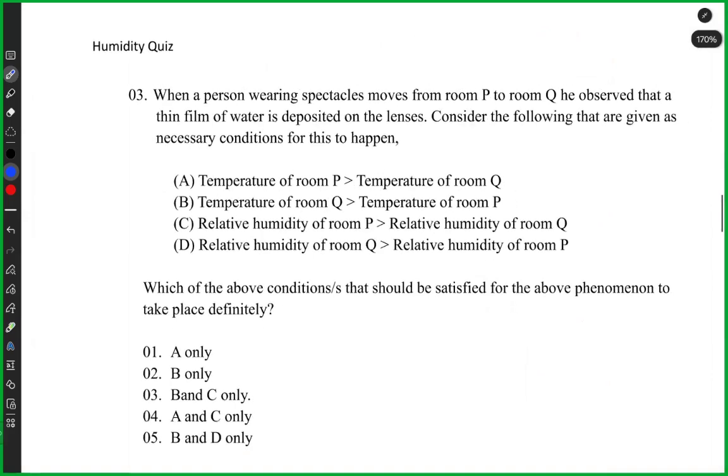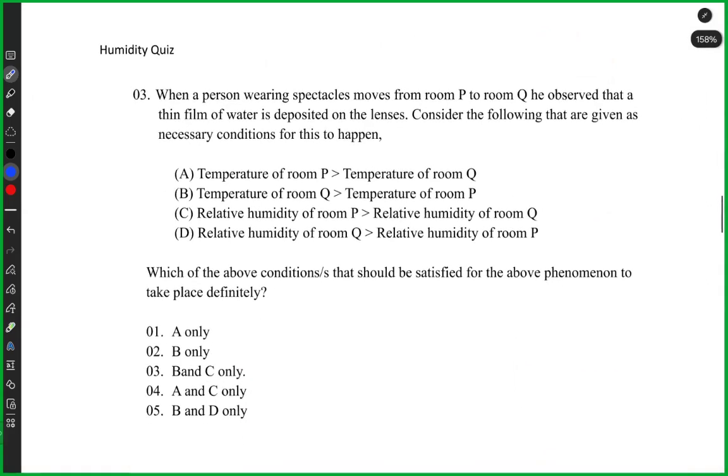Now, the third one. When a person wearing spectacles moves from room P to room Q, he observed that a thin film of water is deposited on the lenses. Nice question. Consider the following that are given as necessary conditions for this to happen. So what can we say? When you are going from room P to room Q, what can you see on the spectacles? You can see water vapor deposited.